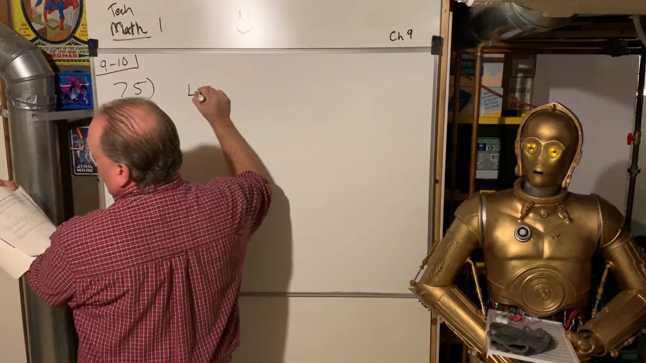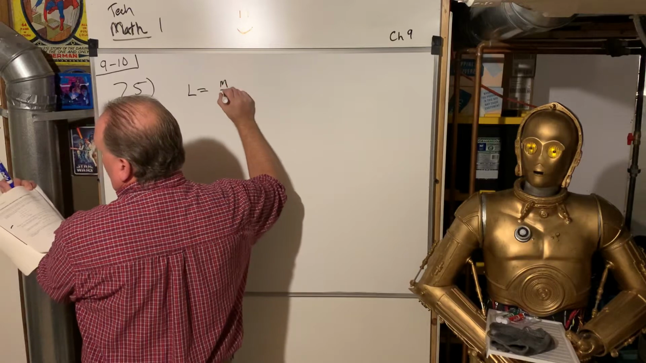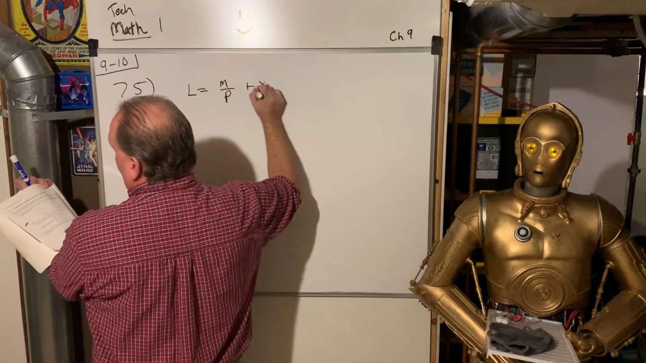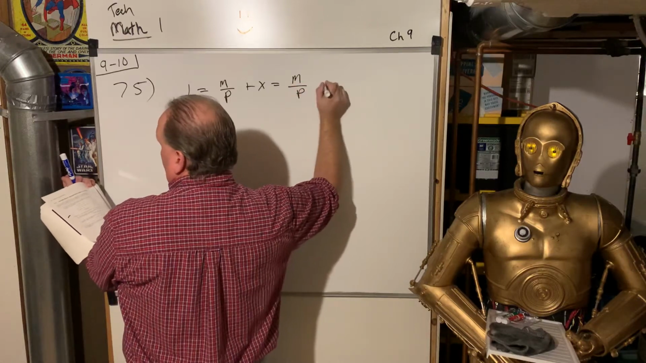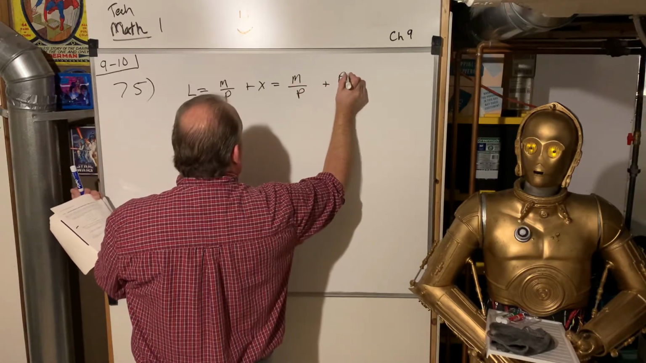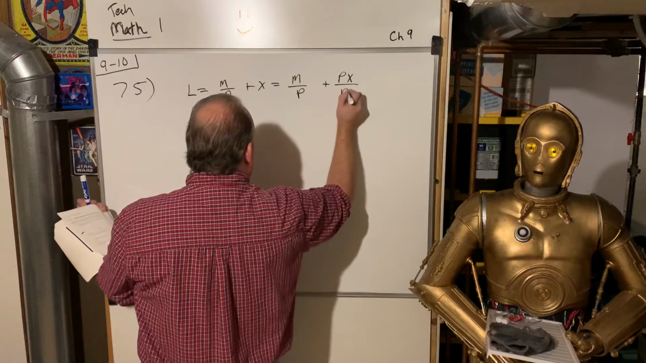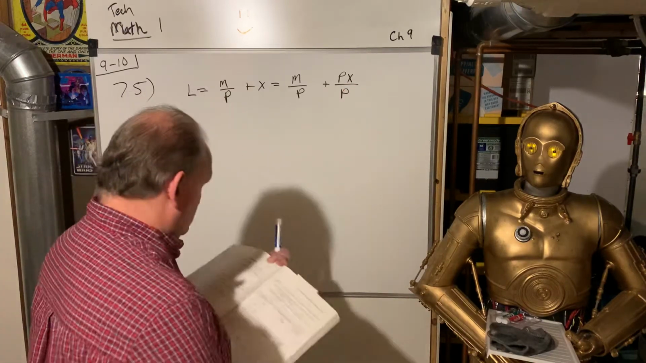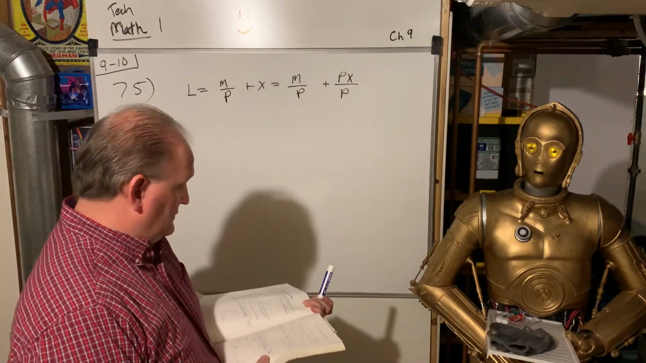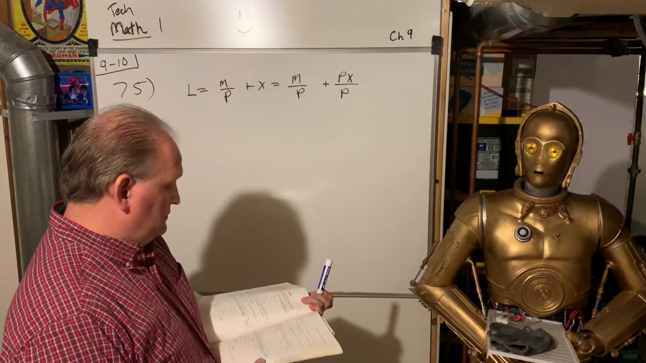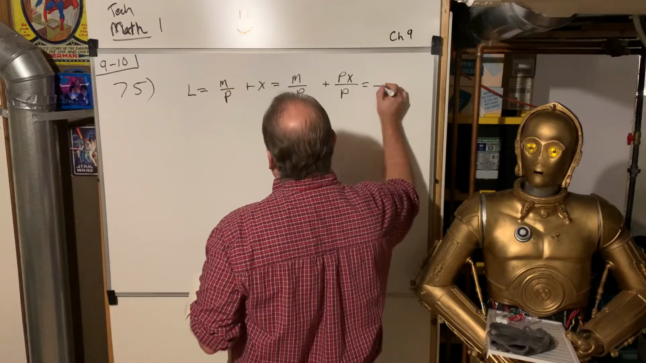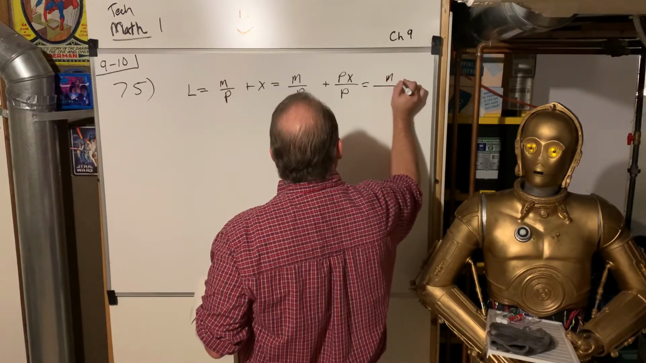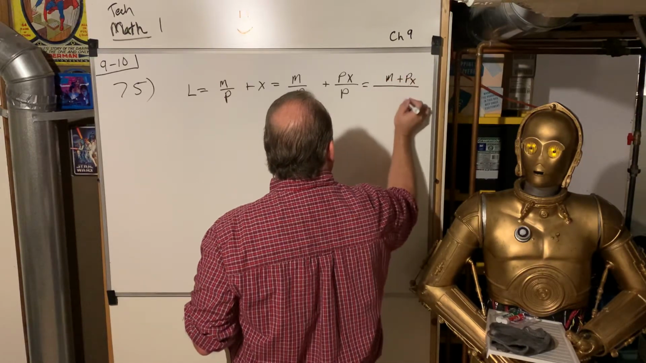They say L is equal to M over P plus X is equal to M over P plus PX over P. Okay. So we're supposed to show that that's equal to M plus PX over P.